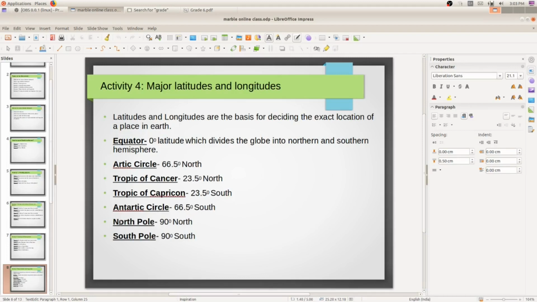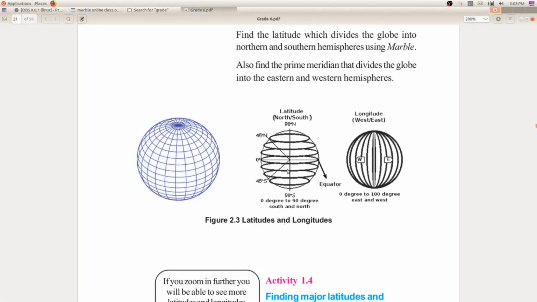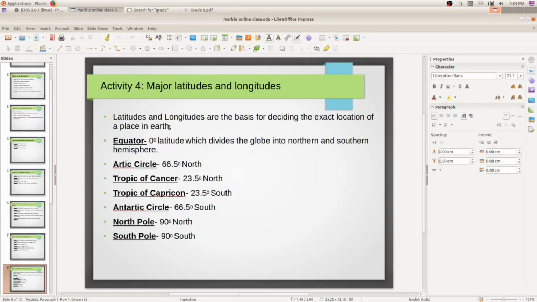Okay, and the North Pole is at the top of the globe, 90 degree north. I will show it in your textbook. The South Pole is at the bottom, 90 degree south. So I will show it on your page number 21 again. You can see here at the top, 90 degree north. This point is 90 degree north and it is known as the North Pole, and this point at the bottom is 90 degrees south, and this is the South Pole. Okay, my dear students, hope all are clear about the latitudes.